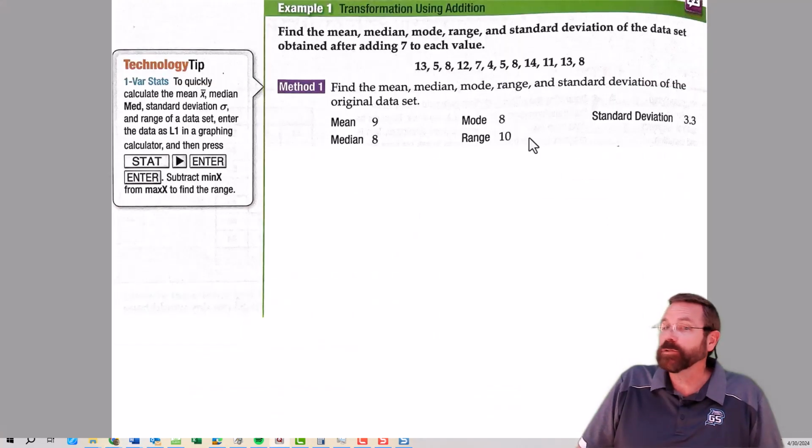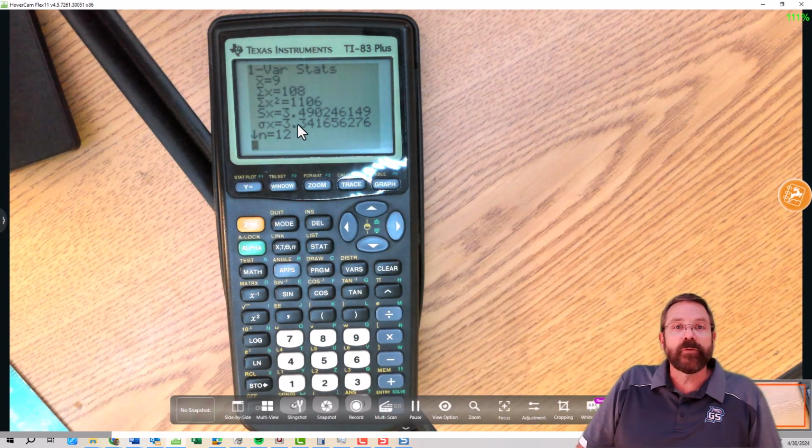Enough on that. Let's jump back over here. The standard deviation. Well, how do we find the standard deviation? If we were to go over here, the standard deviation is right here at 3.3.